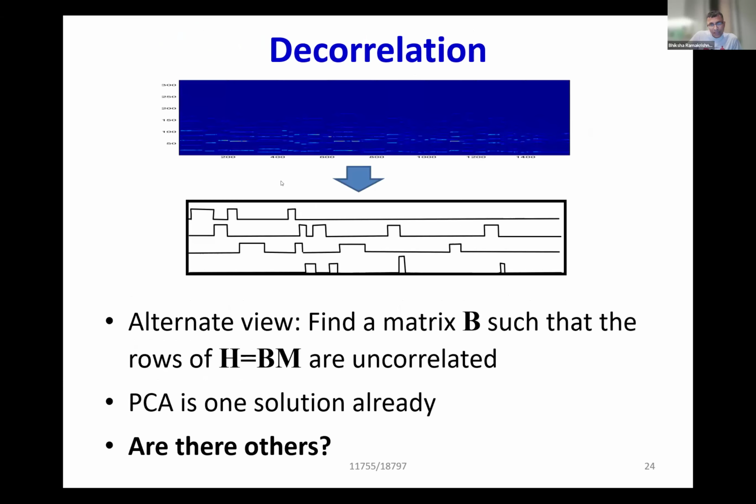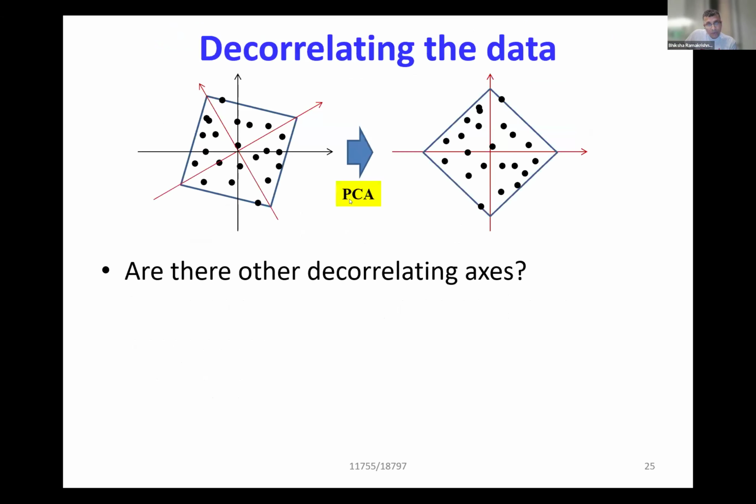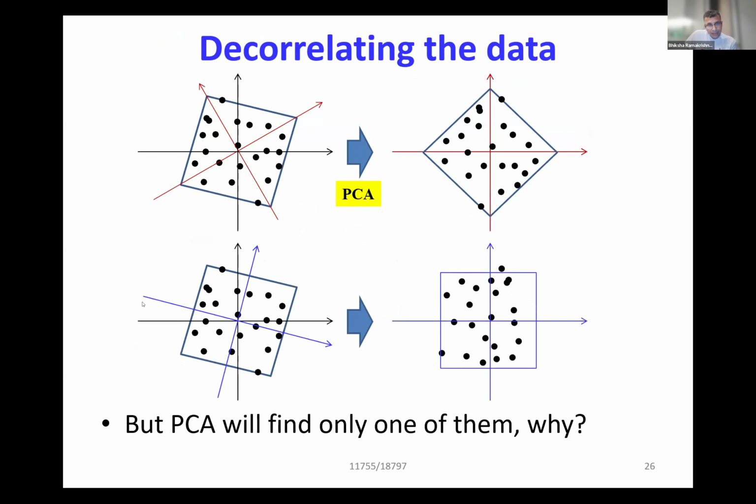And when that happens, what are the bases that will give us uncorrelated correlation matrices? We already know one, which was the eigenvectors of the covariance matrix. But then here, these axes also would decorrelate the data.